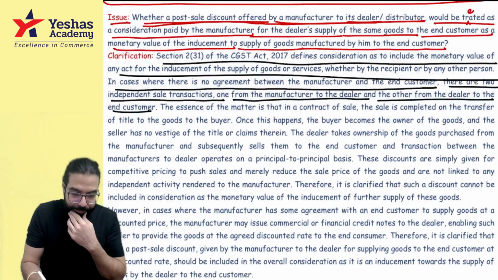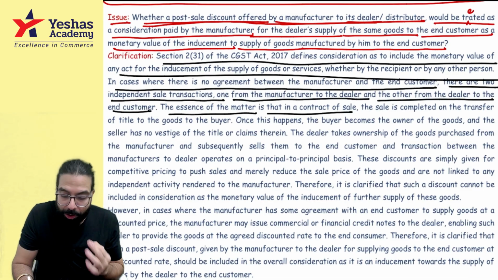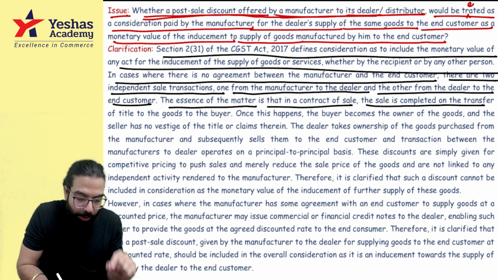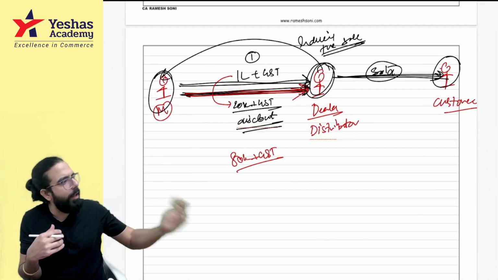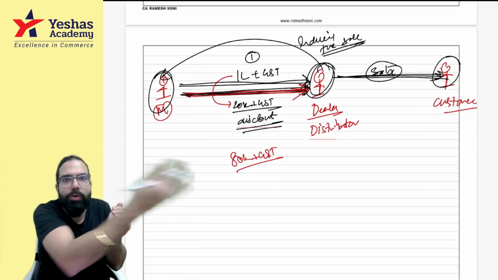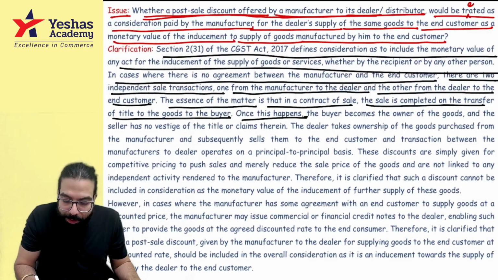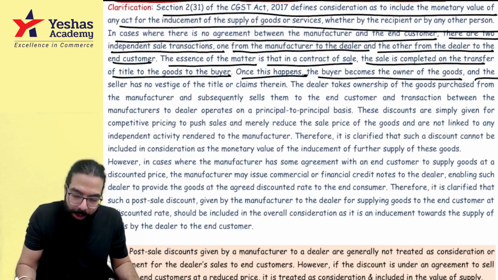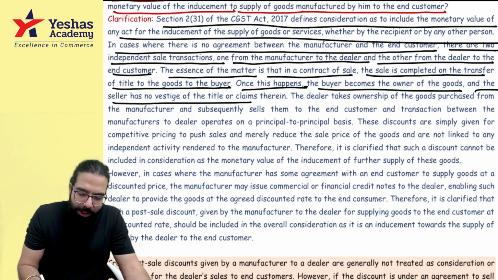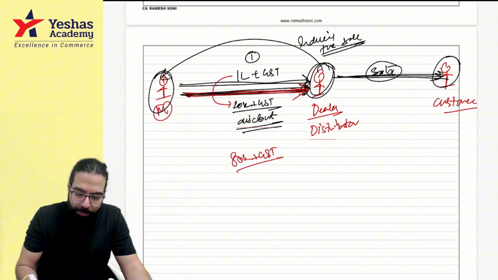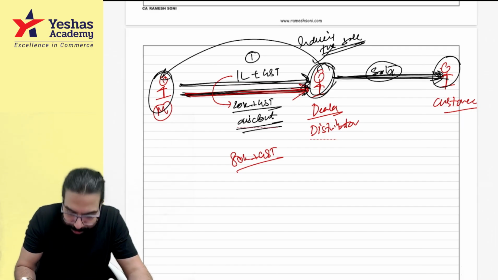Okay? Then, the essence of the matter is that in a contract, the sale is completed on transfer of title to the buyer. Sir, when he sold the goods to him, his sale is completed. When that other guy sold the goods to the customer, that sale is completed. Once this happens, the buyer becomes the owner and the seller has no vestige of the title or claim. Sir, when I sold the goods to him, he is the owner. When he sells the goods to the customer, the customer is the owner.